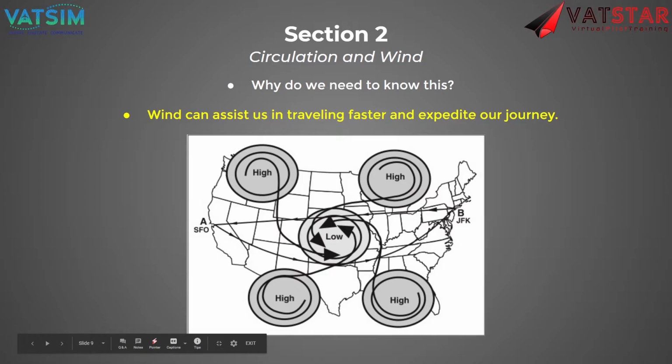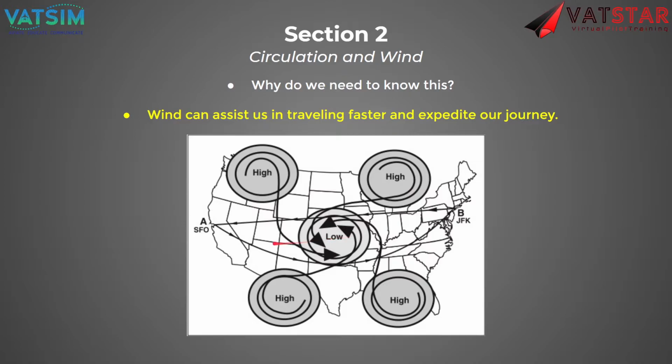So let's talk about why knowing which way the wind spins is important. So if you're going from A to B, right, San Francisco here on the west coast of the United States to JFK here on the east coast of New York, if you were to go direct from A to B and you had a low pressure system here, well, you're going to have a wind blowing against you the whole time. You're going to have a super strong headwind delaying your flight time.